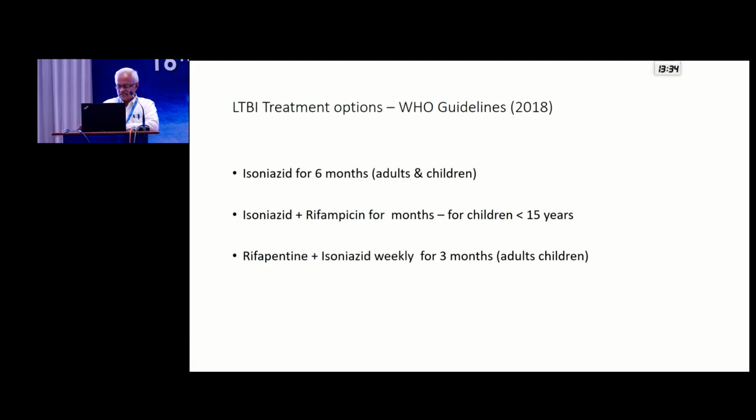So this again is WHO guidelines. What do we do if LTBI is detected? 3 options: isoniazid monotherapy for 6 months, both for adults and children, and isoniazid plus rifampicin for 3 months. Sorry, the number is missed out there. For children less than 15 years. And the third option is rifampicin isoniazid weekly for 3 months, both for adults and children.